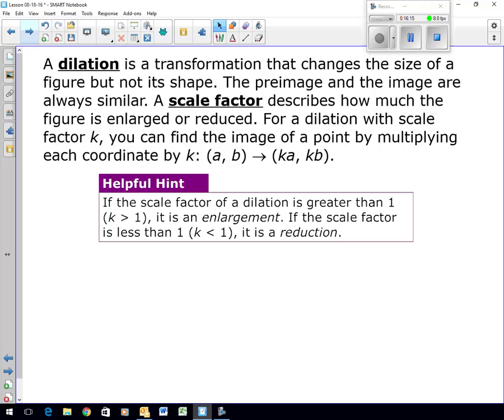Here we go. This is our guiding light for dilation. Anytime you get a scale factor that is greater than 1, your pre-image will enlarge. Anytime you get a scale factor that is less than 1, then it's going to reduce your image. Okay. Greater than, less than. Trick question.